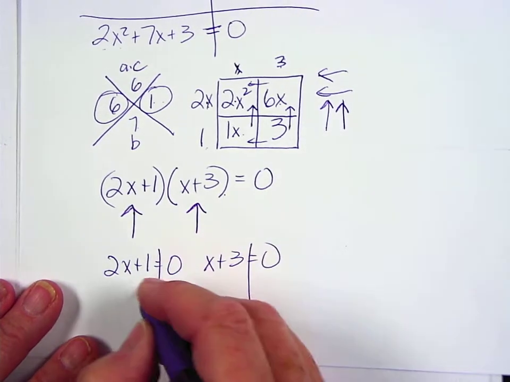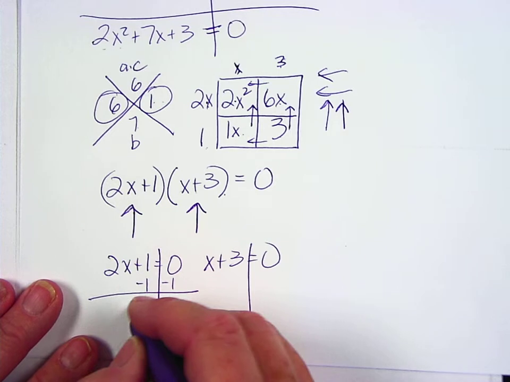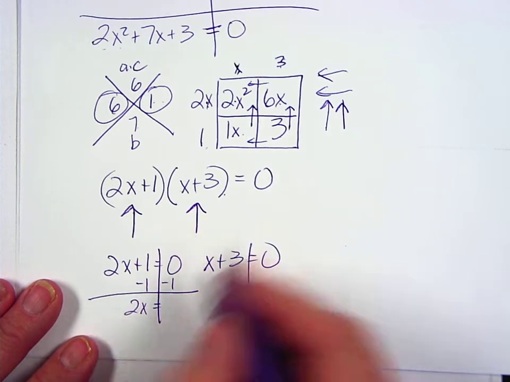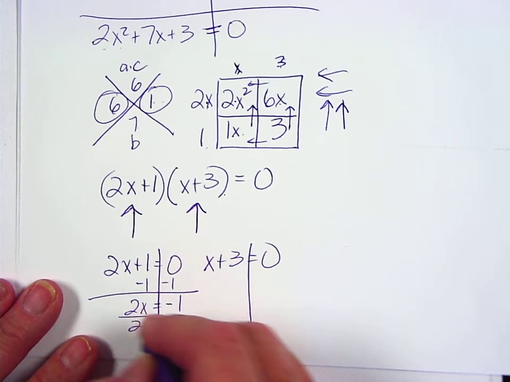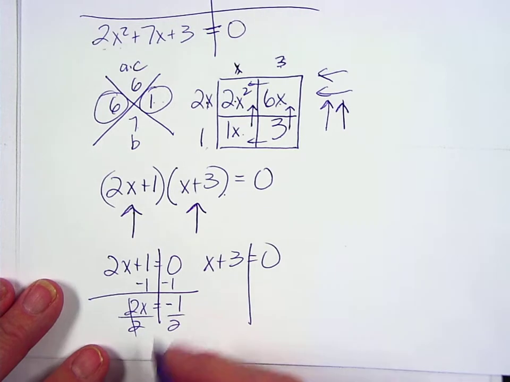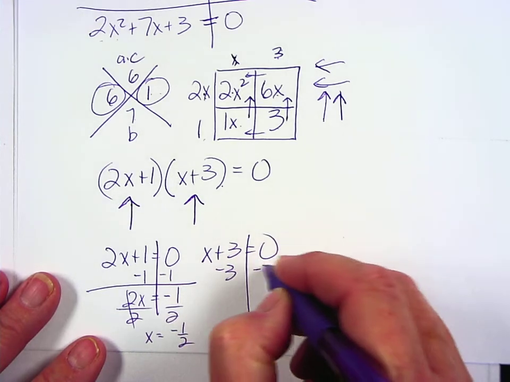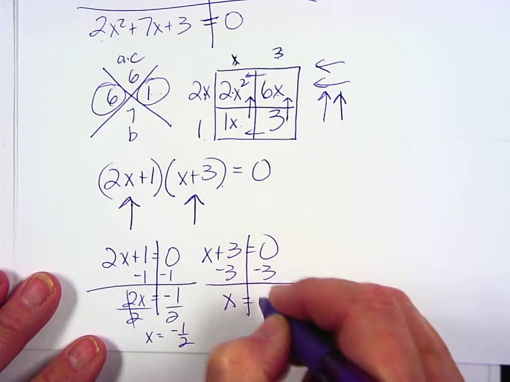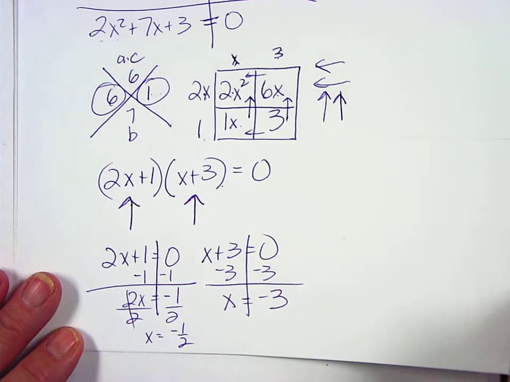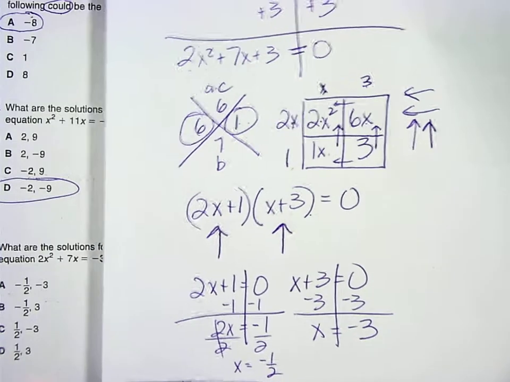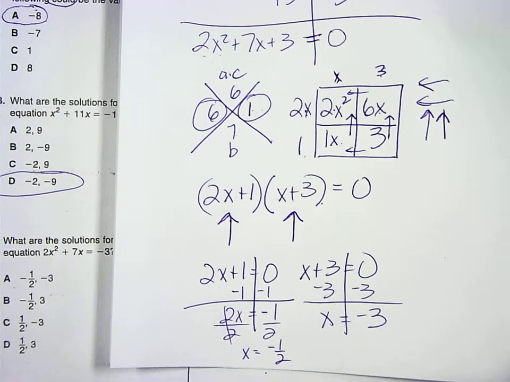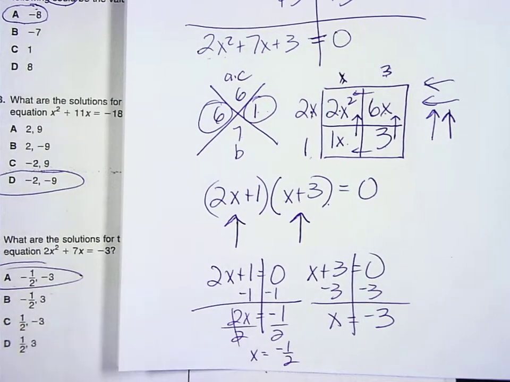Solve for x. Subtract 1. 2x equals negative 1. Divide by 2. X equals negative 1/2. Subtract 3. X equals negative 3. There's your two solutions. Number 4, do I see negative 1/2 and negative 3? I do. That answer is A.